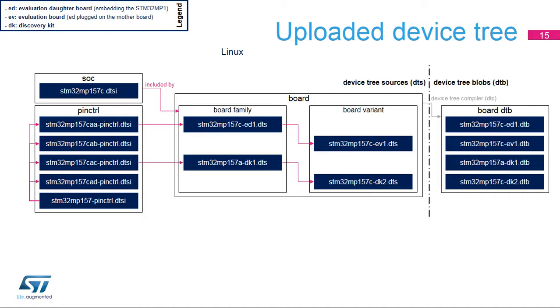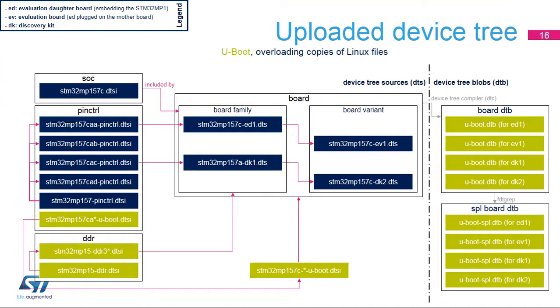STMicroelectronics maximizes the use of open-source software and the upload to communities. So all those device tree files are uploaded to the Linux repository, and this is also true for the two upcoming slides, for U-Boot and TFA. Starting from a set of Linux device tree files, this diagram shows what files are added in U-Boot, mainly to do some overlay with U-Boot, U-Boot DM SPL, and U-Boot DM pre-relock properties, but also for the DDR controller initialization.